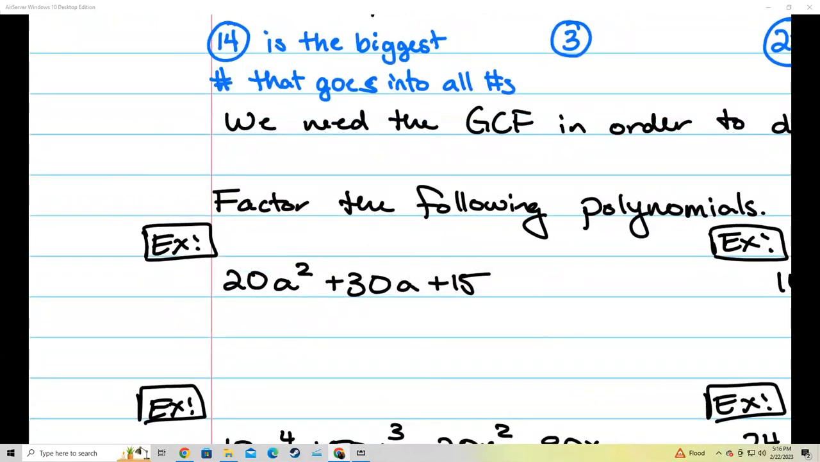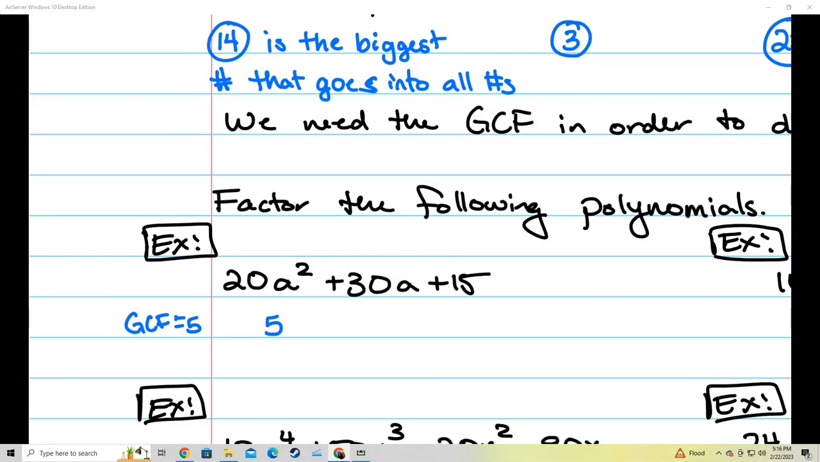What is the number that goes into 20, 30, and 15? And I want the biggest number that I can pull out, right? Well, between 20, 30, and 15, it looks like that biggest number would be 5. So I'm going to go ahead and say that the GCF is 5. So now I'm going to go ahead and factor out that 5.